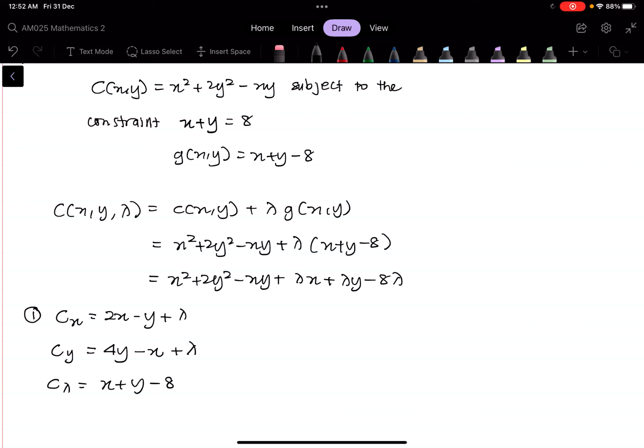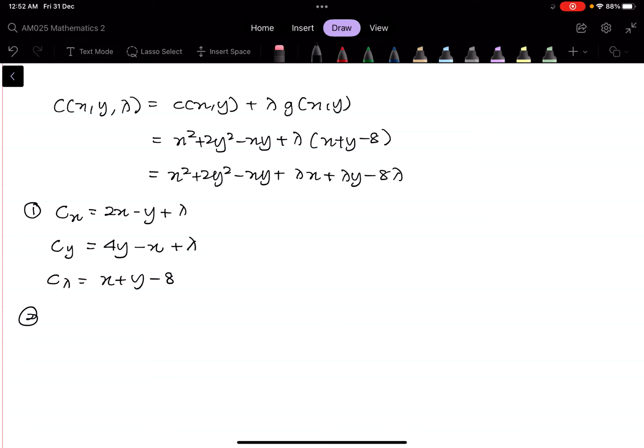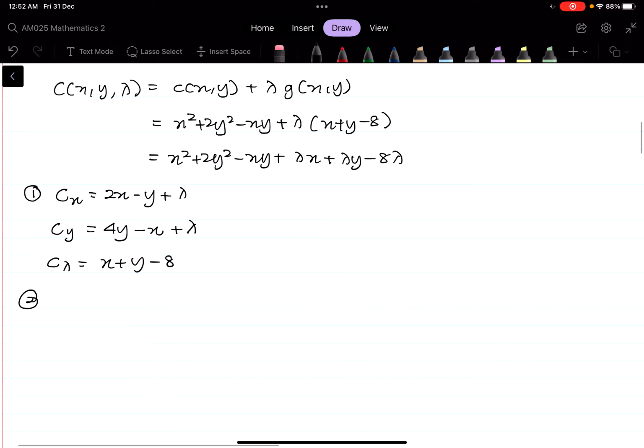Okay, so what we have to do is equate our equations to 0. So we have 3 equations here. 2x minus y plus lambda equals 0. We have 4y. Let us rearrange according to the variables. So I'm going to write negative x in the front, and 4y behind, so negative x plus 4y plus lambda equals 0.